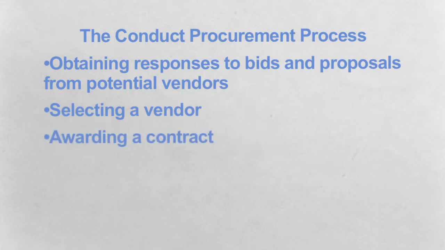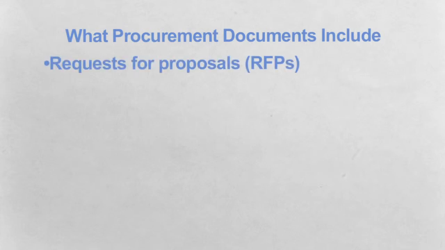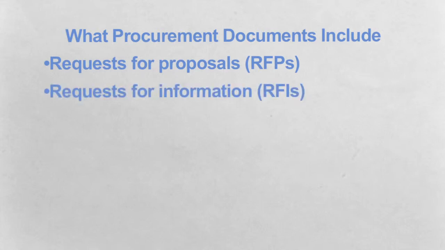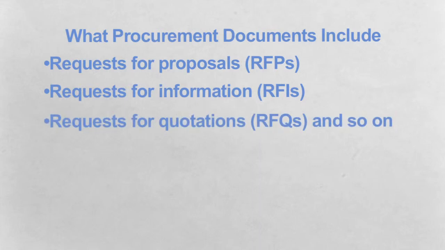The Conduct Procurement process is concerned with obtaining responses to bids and proposals from potential vendors, selecting a vendor, and awarding a contract. Procurement documents are an important input to this process and include requests for proposal or RFPs, requests for information or RFIs, requests for quotation or RFQs, and so on.